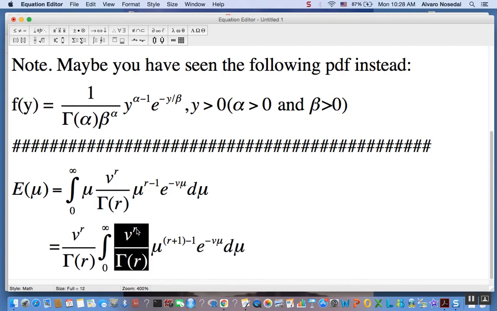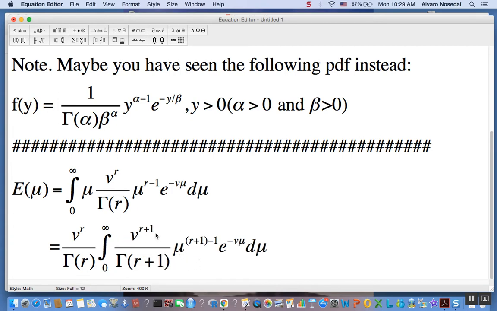So now this guy would be r plus 1, and now what is inside that integral is the PDF of a legit probability distribution, a gamma random variable with parameters r plus 1 and v, right? But we multiplied by this guy. So let's divide by that guy, okay?